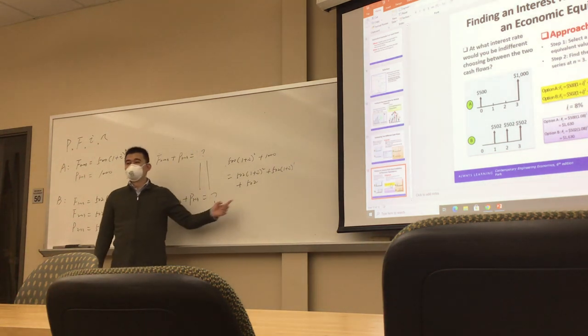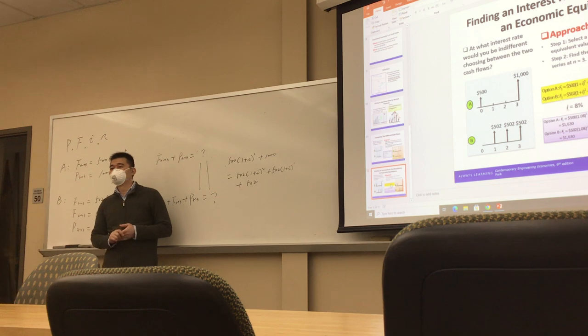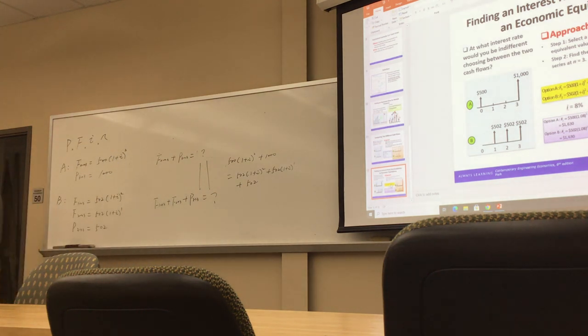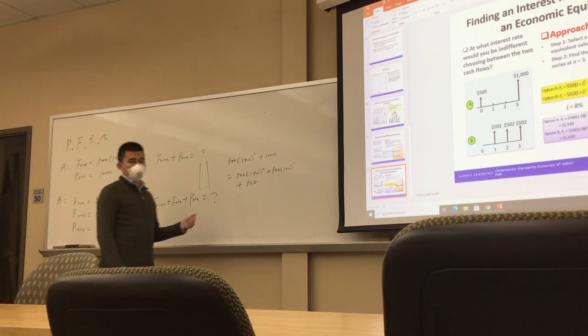How many unknowns? How many equations? One unknown, one equation, right? Then, can we solve it? Theoretically, we can, right? If we have an equal number of unknowns and equations, theoretically we should be able to get it, right?